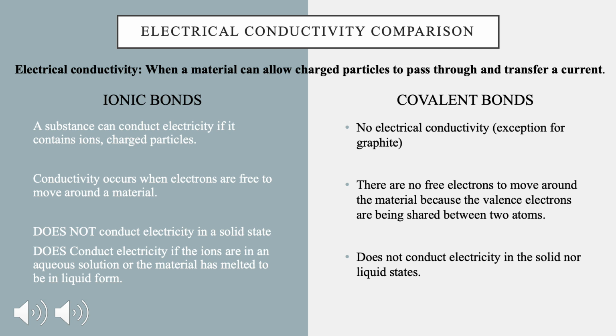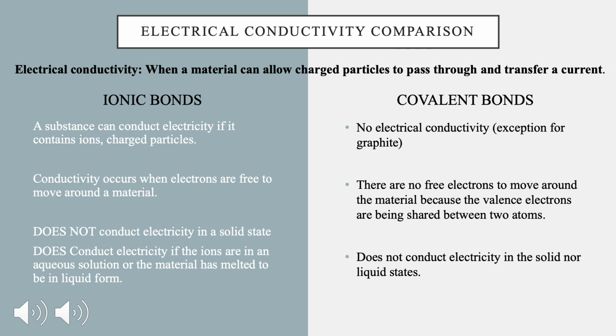Electrical conductivity occurs when a material can allow charged particles to pass through and transfer a current. A substance can conduct electricity if it contains ions, which are charged particles. So this would lead us to believe that ionic bonds are electrically conductive.